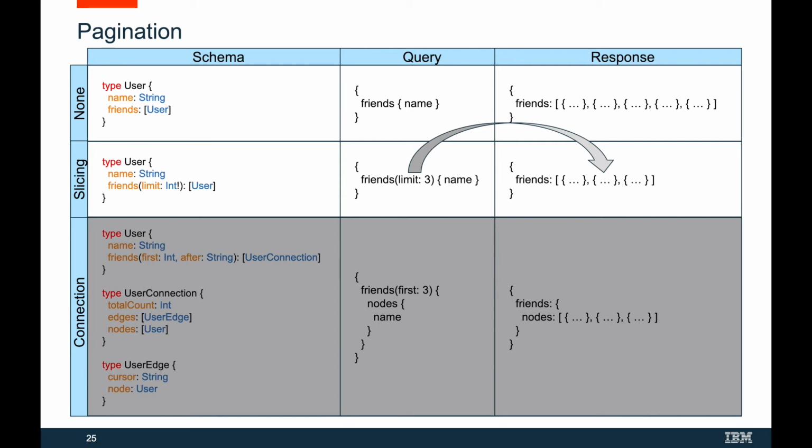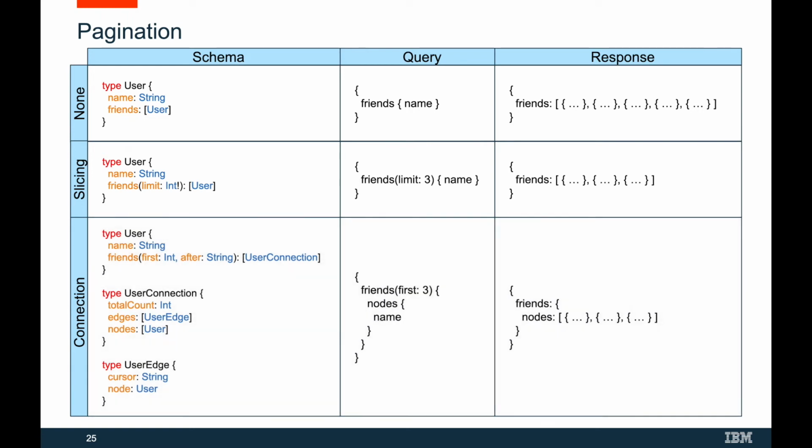To clarify, limit arguments can have names other than limit. Some other common limit arguments are first and last. The connections pattern is similar to the slicing pattern, but can allow for more intricate pagination. It also uses limit arguments, but it also has connection and edge types, which introduces extra levels of indirection.